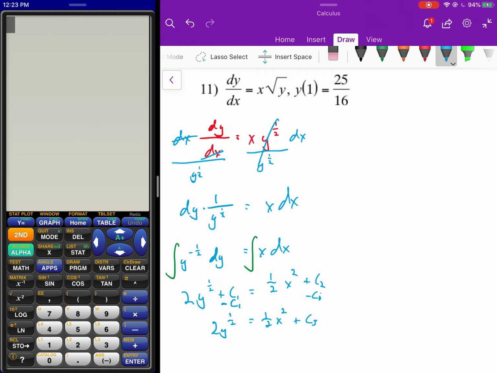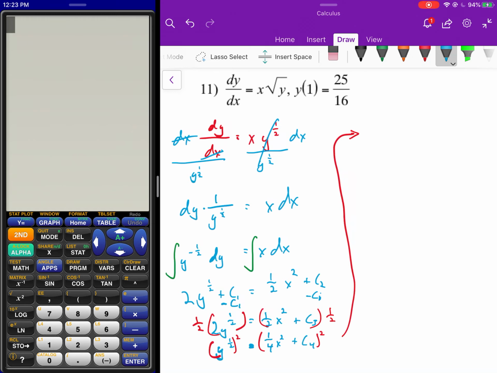Then we could go ahead and multiply both sides by 1/2. And that gives us y to the 1/2 equals, and we'll distribute that 1/2 in there, which is 1/4 x squared, plus some constant term still, because 1/2 times a constant is still just some other constant. And then to get rid of this 1/2 power, we can square both sides, because we know a power to a power you multiply, and 1/2 times 2 is 1. And so we get, we're going to have to come up here now, we get y equals 1/4 x squared plus some c value squared.